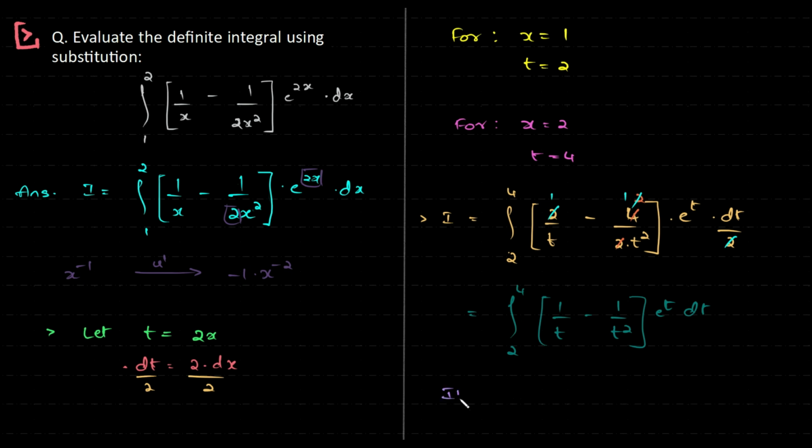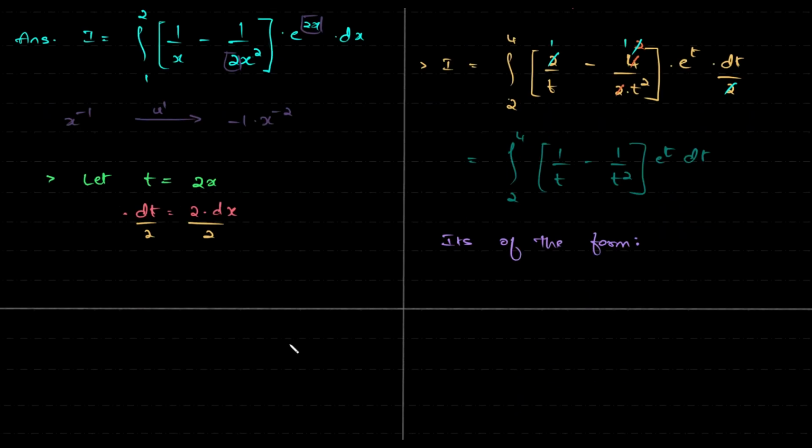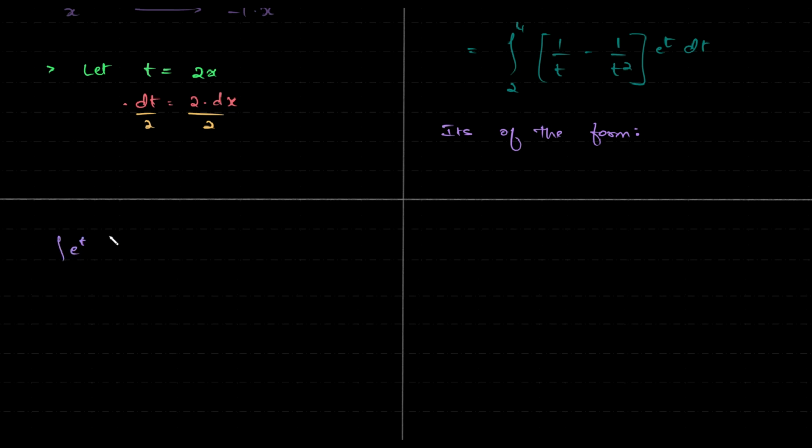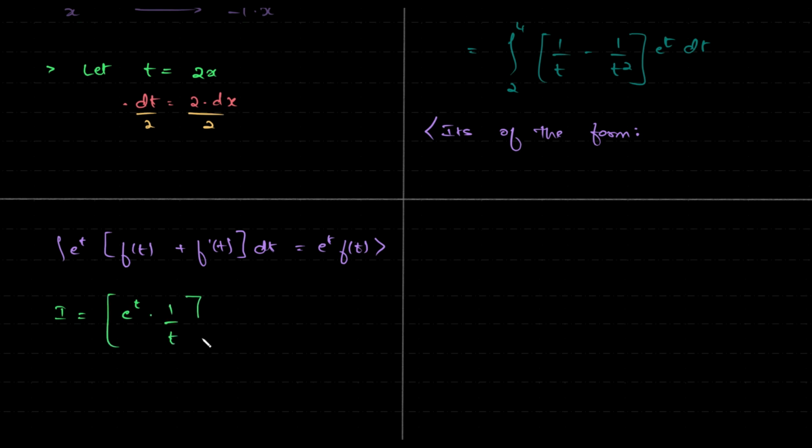Now, it's of the form: we have e to the power of t, f of t plus f prime of t dt, which is equal to e to the power of t f of t. And so our result would be e to the power of t times 1 by t, evaluated from 2 to 4.